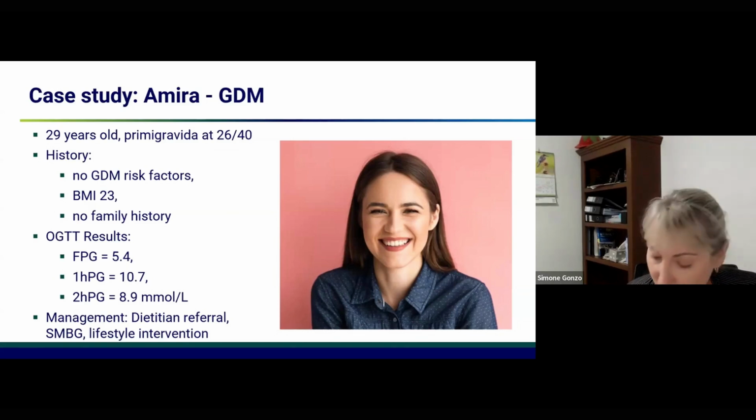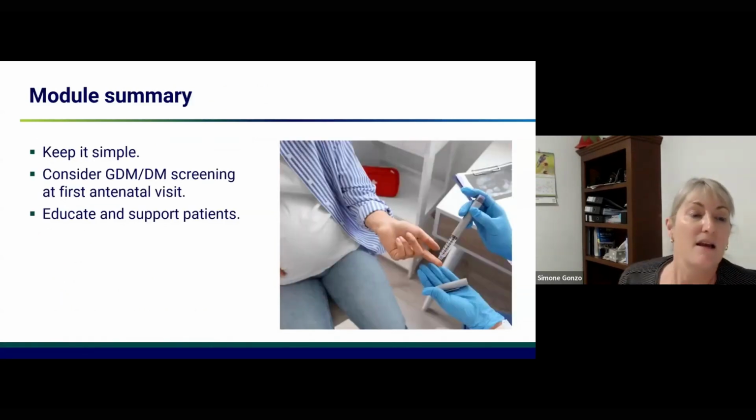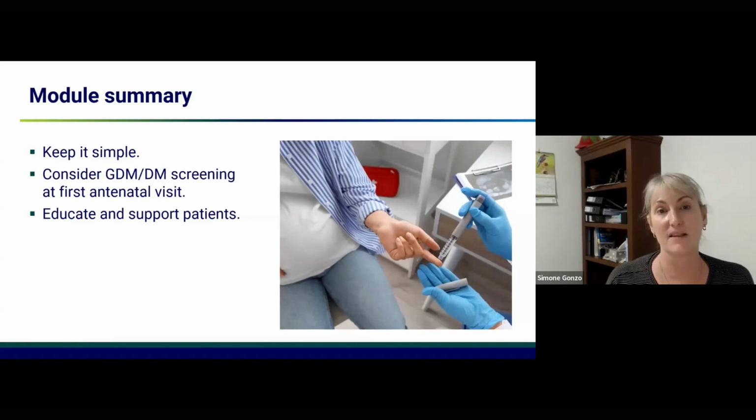So in summary, the idea is that we're trying anyway to keep things very simple. And I think the big takeaway is to think about gestational diabetes or diabetic screening at that first antenatal visit. So it's no longer something that we would put off down the track to 12 weeks or something like that, or 20 weeks, 20-week OGTT. We're actually looking to screen those patients at the first visit, whether they're into that overt DIP or whether they're into a gestational diabetic cohort.